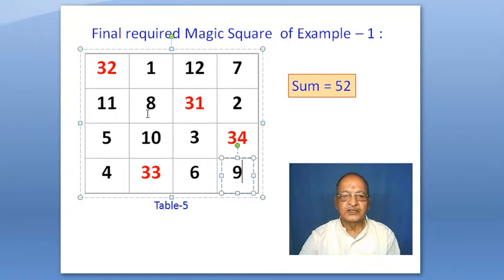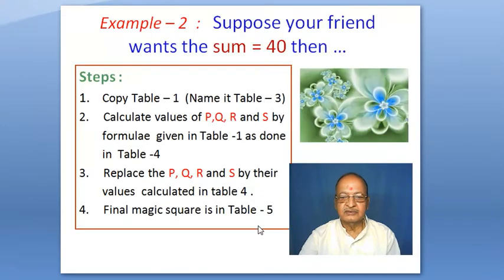Diagonal also you can do yourself. 31 plus 10, I am doing this. 31 plus 10, 41 plus 7, 48 plus 4, 52. So we are getting a magic square of the sum of our choice. Sum is getting our choice.